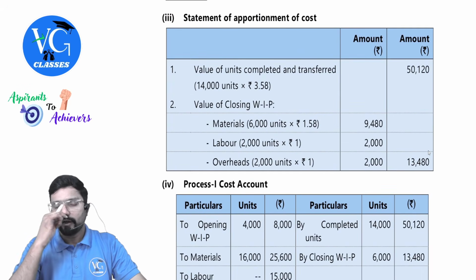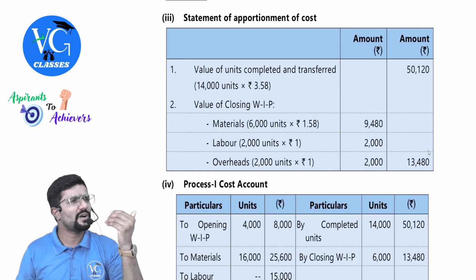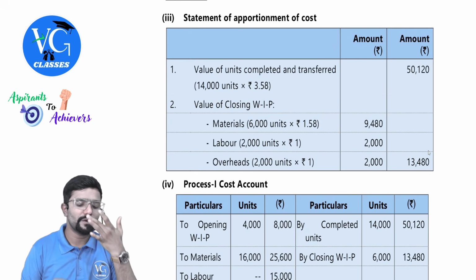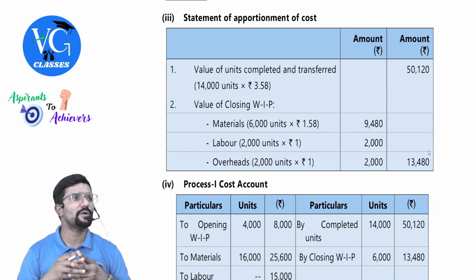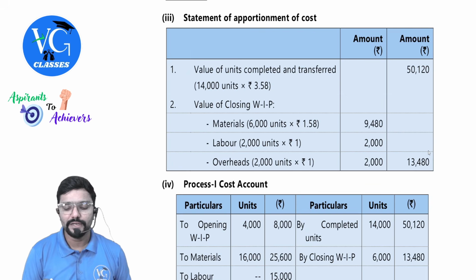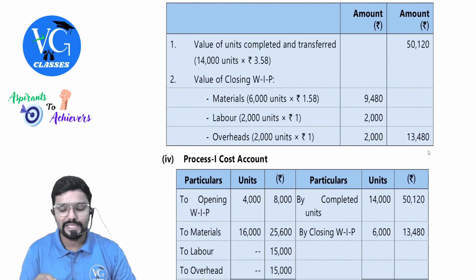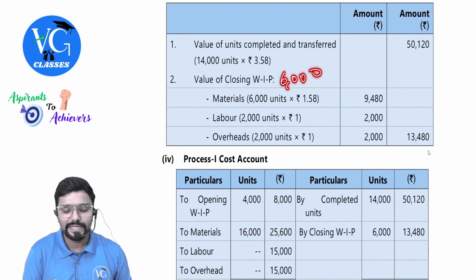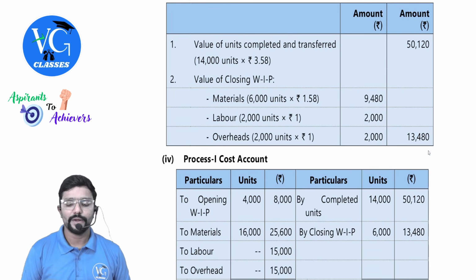Statement of apportionment of cost: value of units completed and transferred, which is nothing but the cost of output, 14,000 units into 3.58. That is the total cost per equivalent unit. Then value of work in progress. Guys, here you can mention the actual units, 6,000. But while calculating the cost, you have to take equivalent units.